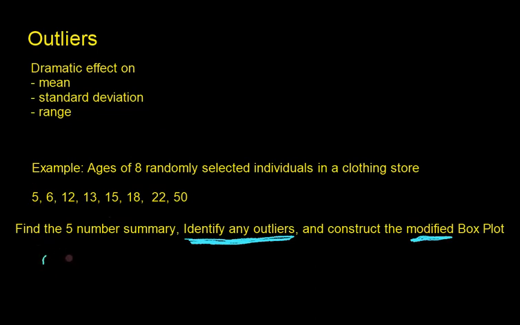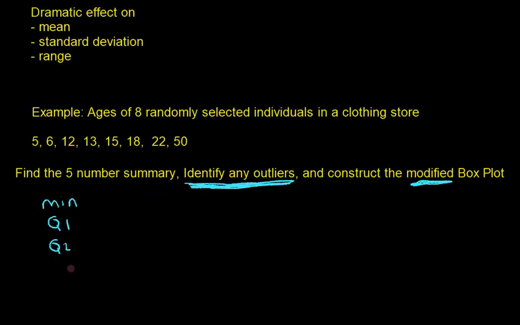So let's start with the 5-number summary. 5-number summary is the min, the first quartile, the second quartile, the third quartile, and the max. So the min and the max are the easiest to fill out. This data has already been sorted, so usually the first step would be to sort your data from smallest to largest, but this data is already in order. So the smallest observation is 5, and the largest is 50.